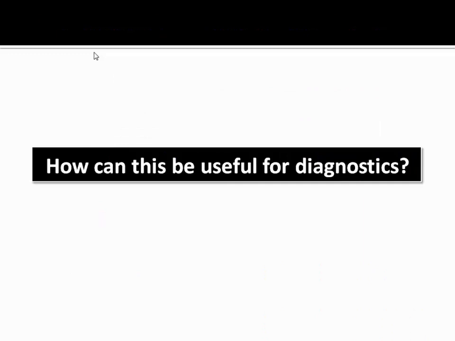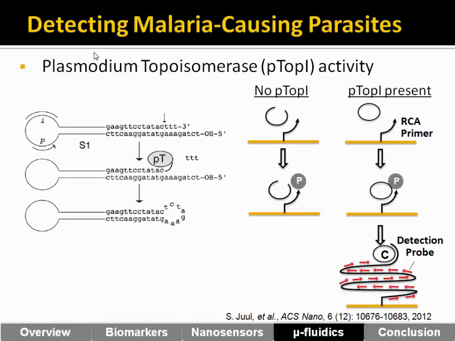So now the question turns into, how is this relevant to disease diagnosis? Shown here is an example where we can design a substrate specific to the Plasmodium topoisomerase activity. It's a slightly different substrate design, but the idea holds the same. We have a linear substrate to start with, and the Plasmodium topoisomerase will come in and then religate the substrate, forming a circular-like structure.